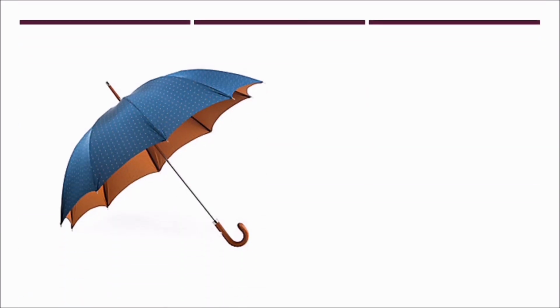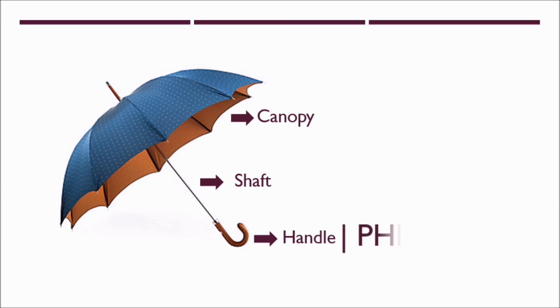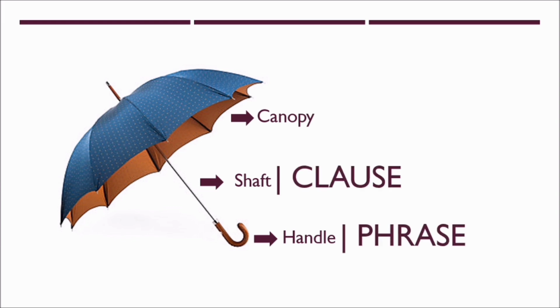We all know an umbrella has three basic parts: the handle, the shaft, and the canopy. Now, let the handle represent the phrase, the shaft be the clause, and the canopy the sentence. Now, look at the structure of the umbrella. The canopy covers the shaft and the handle. Same thing in our lesson in this video. Within your sentence, you can find a clause and a phrase.